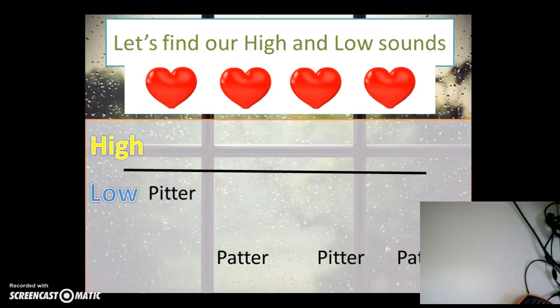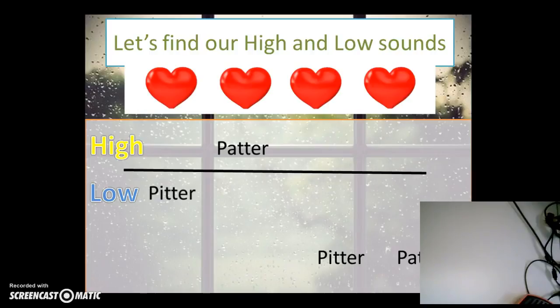Now let's find the second one. Patter sounds like this. Patter. There are two sounds. Patter. Are there two high or low sounds? You tell me. Good. So there are two high sounds in the word patter. So it goes like this. Pitter, patter. So we go low, low, high, high. That's how the sounds go in pitter patter for verse 1.